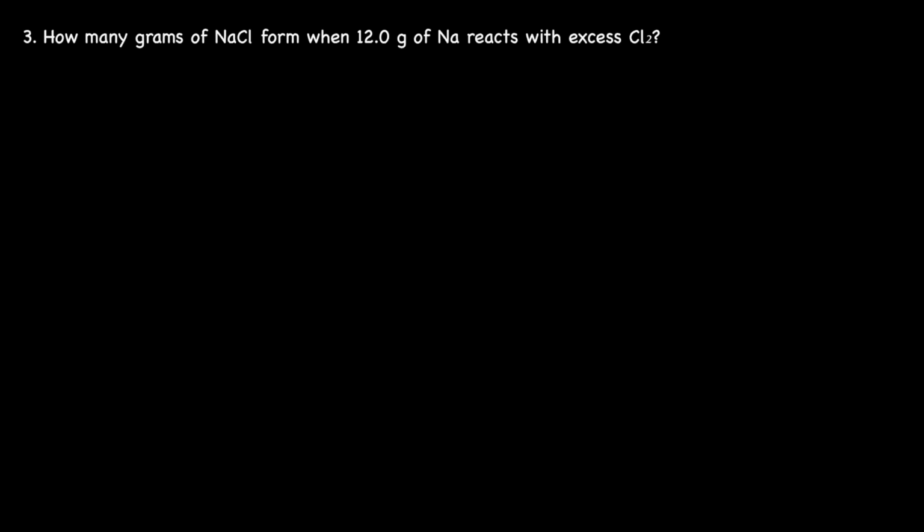How many grams of NaCl form when 12.0 grams of Na reacts with excess Cl2? This problem is a synthesis reaction because sodium reacts with chlorine to produce sodium chloride. When the problem mentions excess chlorine, this means that sodium is the limiting reactant, and we should be using sodium to solve for any other reactant or product amounts. To balance, we'll need a 2 in front of sodium and a 2 in front of sodium chloride.